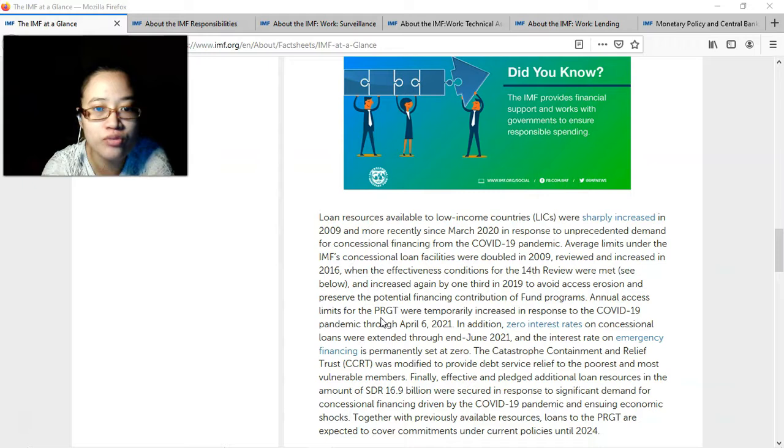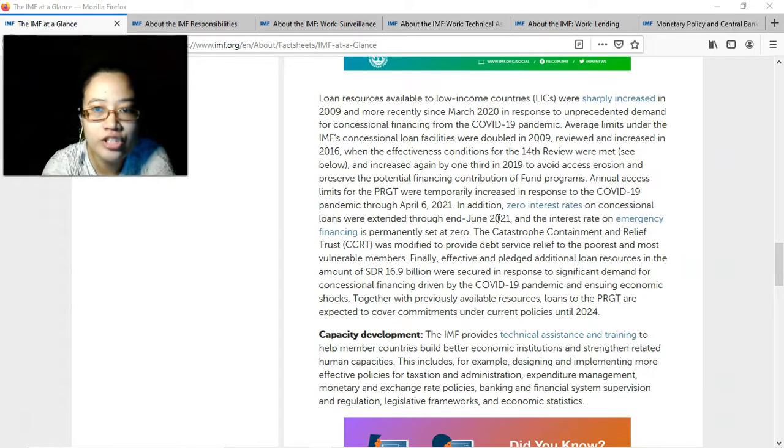Annual access limits for PRGT were temporarily increased in response to the pandemic until very recently. In addition, zero interest rates on concessional loans were extended through end June 2021, and the interest rate on emergency financing is permanently set at 0, so that should be very helpful.